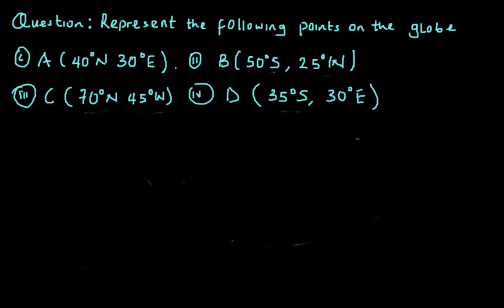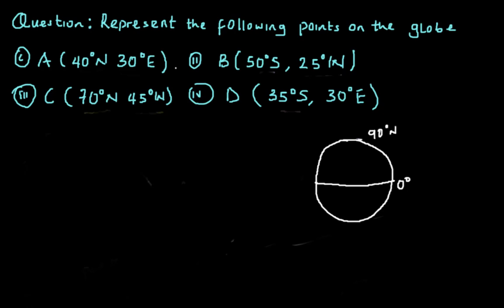Now let's say we have the globe. Now remember, at the middle we have the equator. The equator is usually at 0 degrees. Does that make sense? Now above the equator we can have up to 90 degrees north.